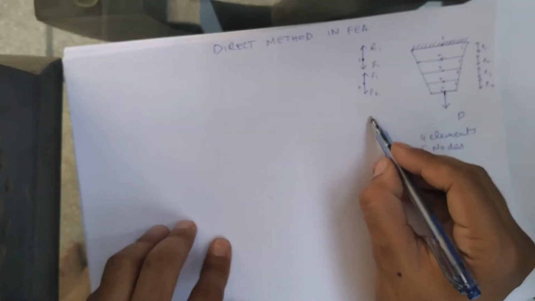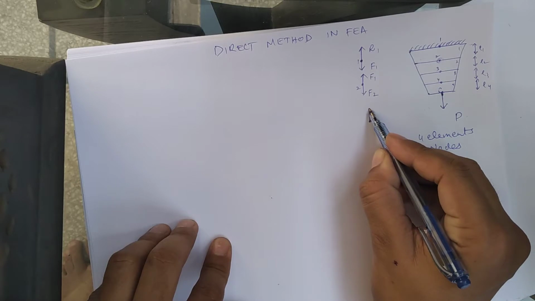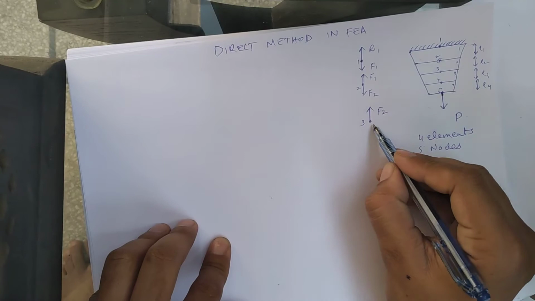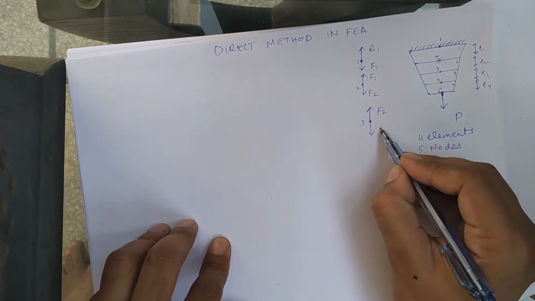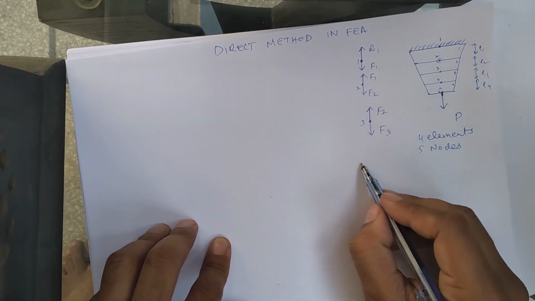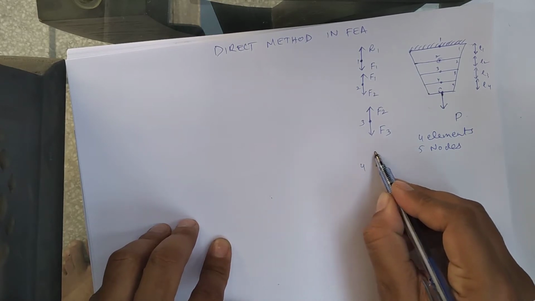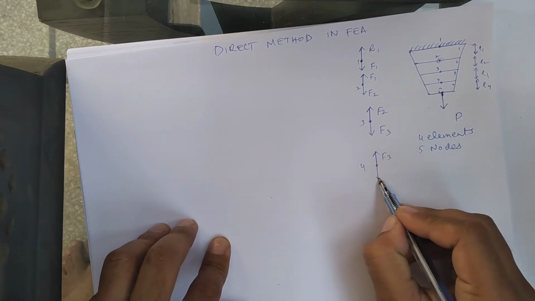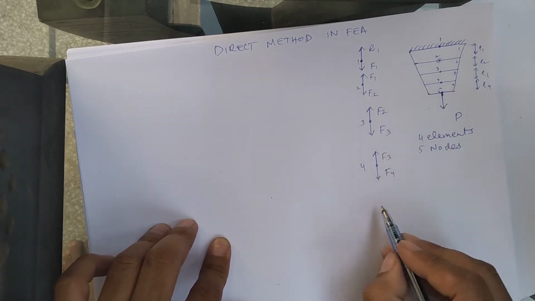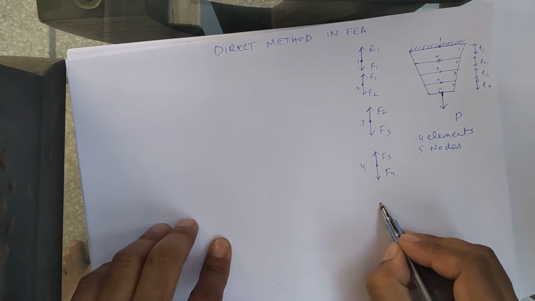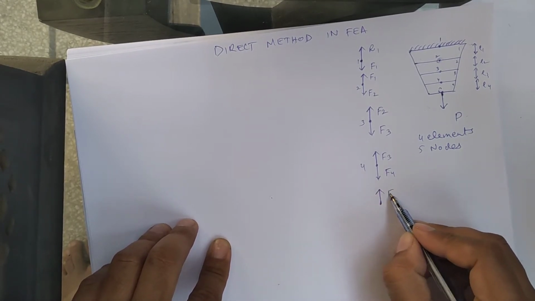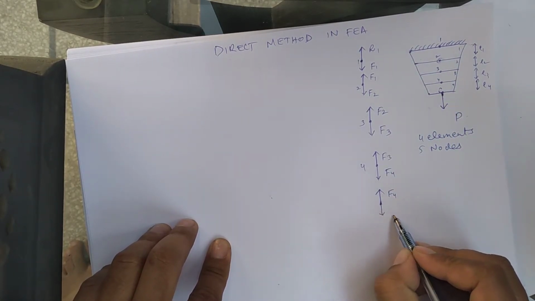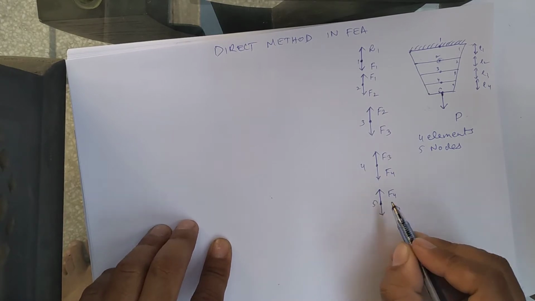Now on node number 3, element number 2 is applying a force on it in the upward direction, and element number 3 is applying a force on it in the downward direction. On node number 4, element number 3 is applying a force on it in the upward direction, and element number 4 is applying a force on it in the downward direction. Then we have node number 5. On node number 5, element number 4 is applying a force on it in the upward direction, and we have the downward applied force P.